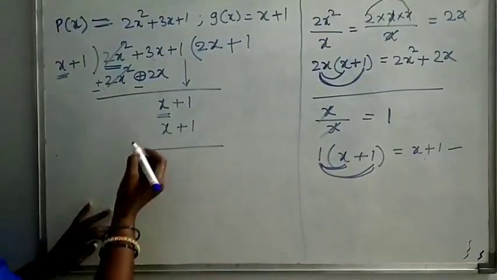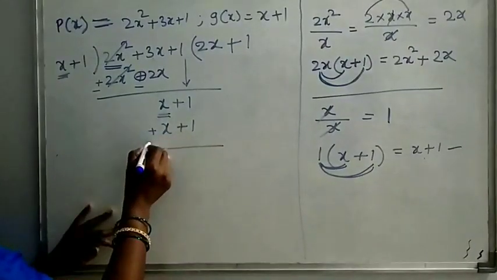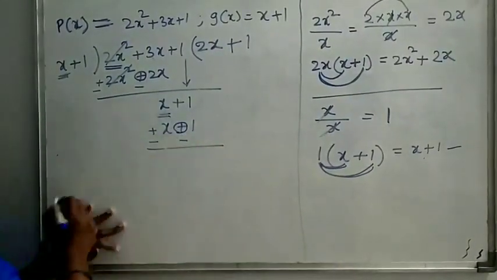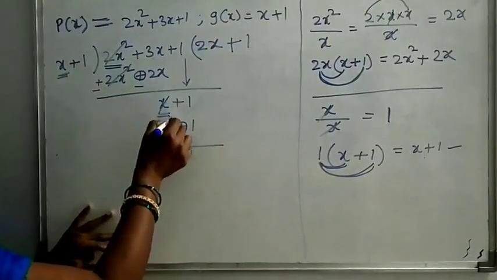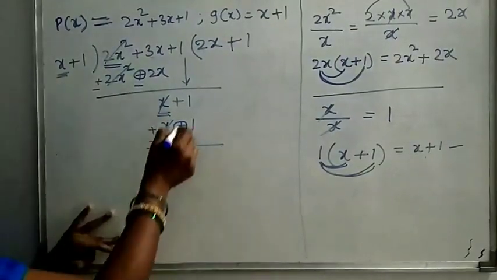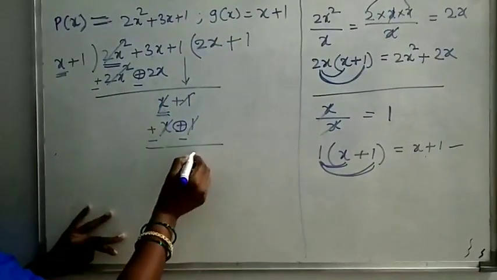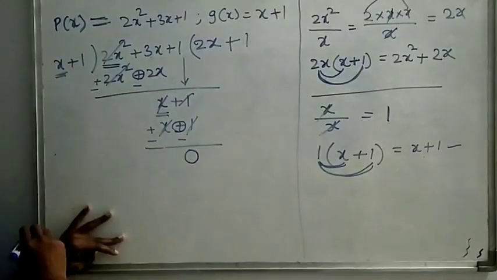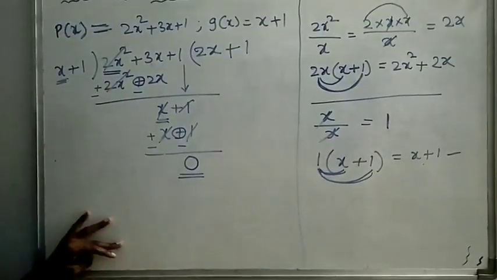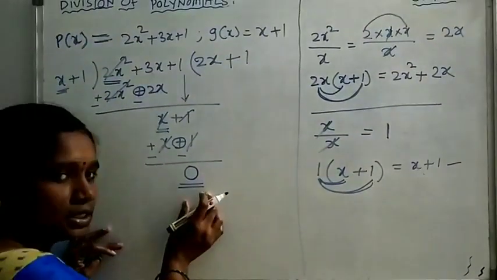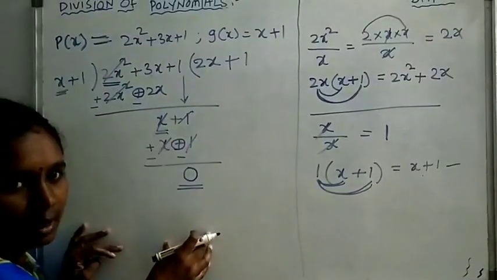So again, change of sign. Plus will become minus and this plus will become minus. Plus x and minus x getting cancelled. Plus 1 and minus 1 also getting cancelled, and what will be the remainder, children? 0 is the remainder. Since the remainder is 0, the division is completed.